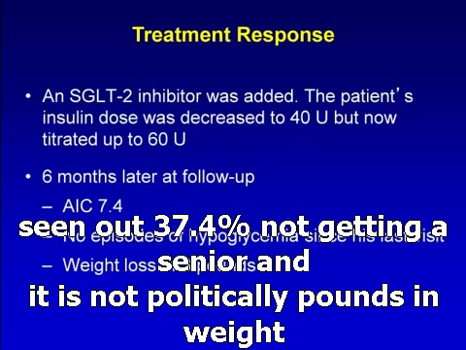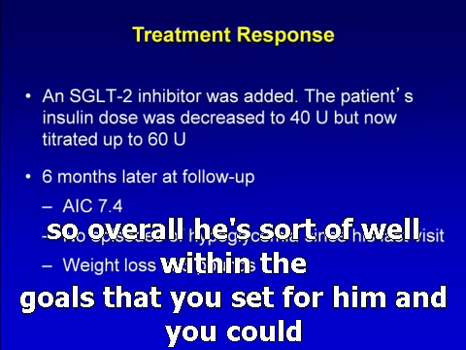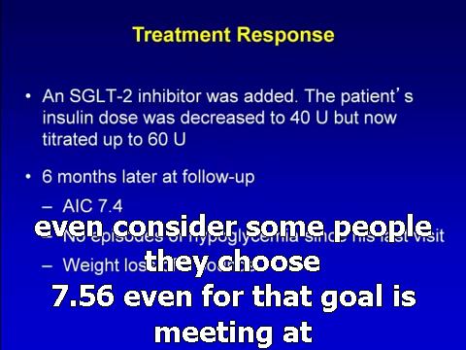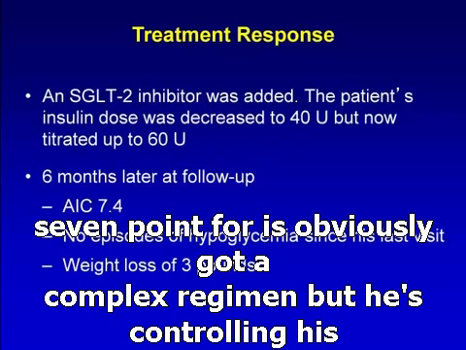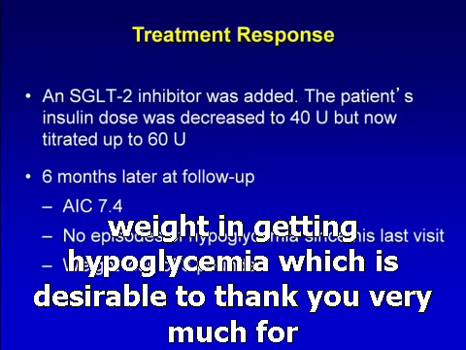He's not getting hypoglycemia, and he's lost a further 3 pounds in weight. So overall, he's sort of well within the goals that you set for him. And you could even consider, some people may choose 7.5. So even for that goal, he's meeting it at 7.4. He's obviously got a complex regimen, but he's controlling his weight and not getting hypoglycemia, which is desirable.